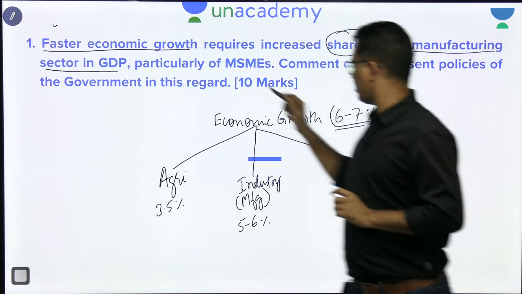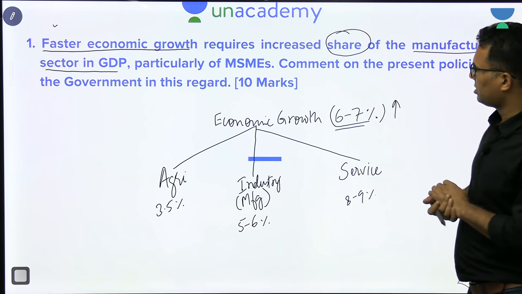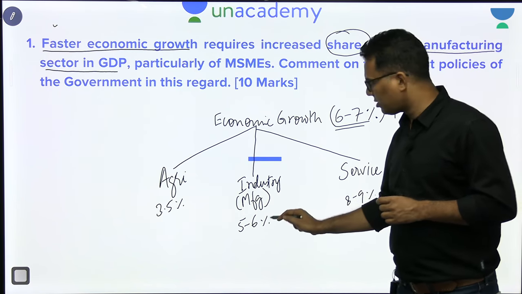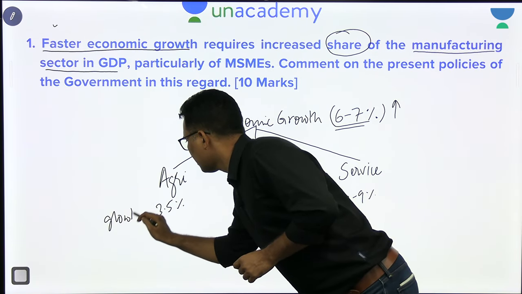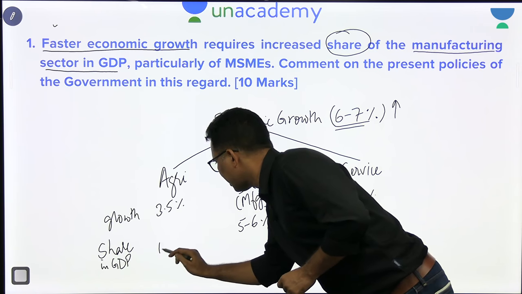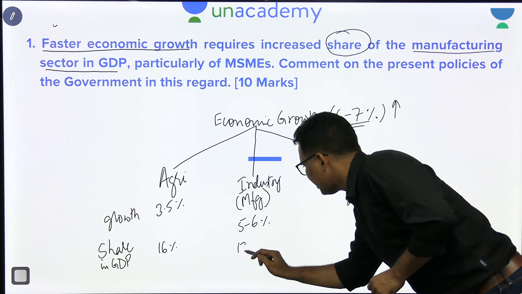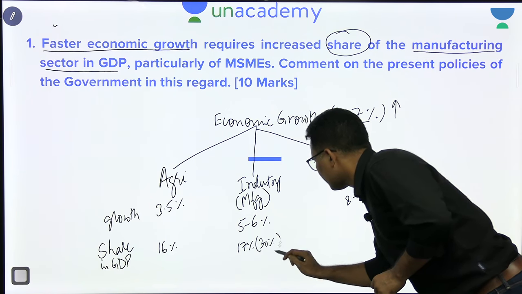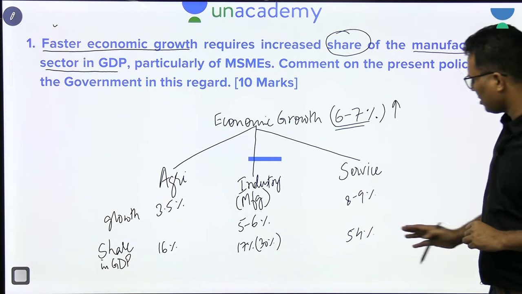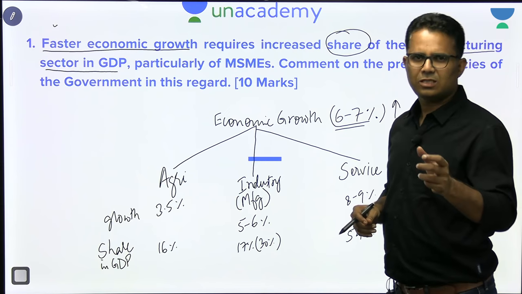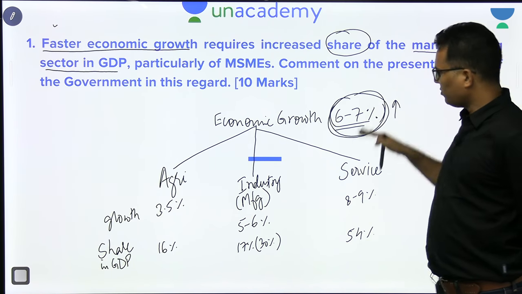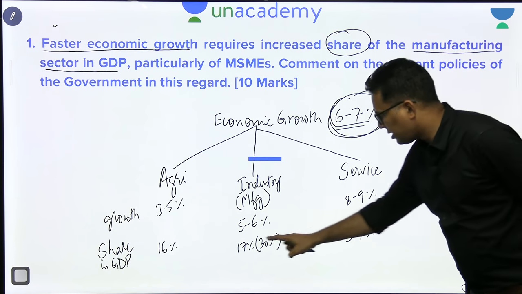6-7%. Now the question is that if we want faster, higher economic growth, it requires increased share of manufacturing sector in India. If we talk about share in GDP, agriculture is around 16%, manufacturing around 17%, industry around 30%. Out of 30% industry, manufacturing is 17%, and services is 54%. Manufacturing we use interchangeably with industry because the majority is manufacturing. Now the question is saying that if we want higher growth, the share of manufacturing should be more.